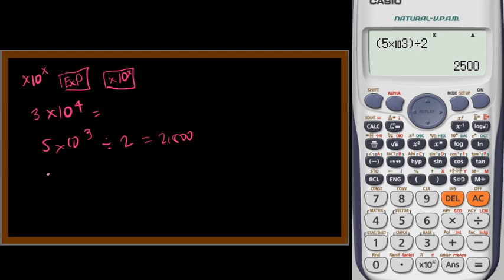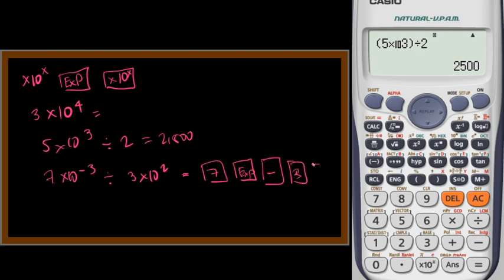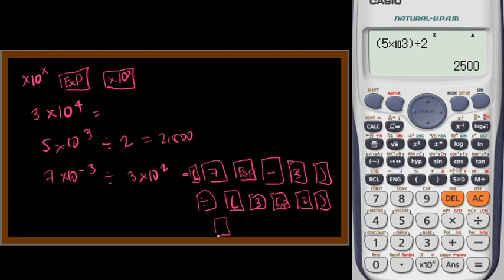So example, we will have another one. So we have 7 times 10 to the power of negative 3 divided by 3 times 10 to the power of 2. Okay. So to input this one, first you will have 7, then exp, or times 10 to the x, then negative, minus, then you will have 3. Of course, don't forget to have the close and open parentheses. Okay. Then after that one, you will have the divide. Open parenthesis, 3 exp or times 10 to the x, then 2, close parenthesis, then equals, and you will now have the answer for this one.